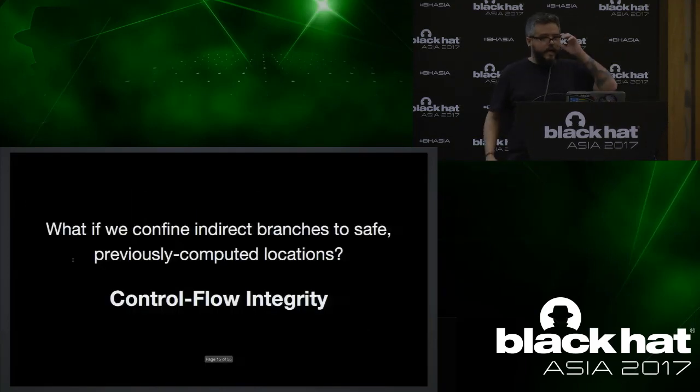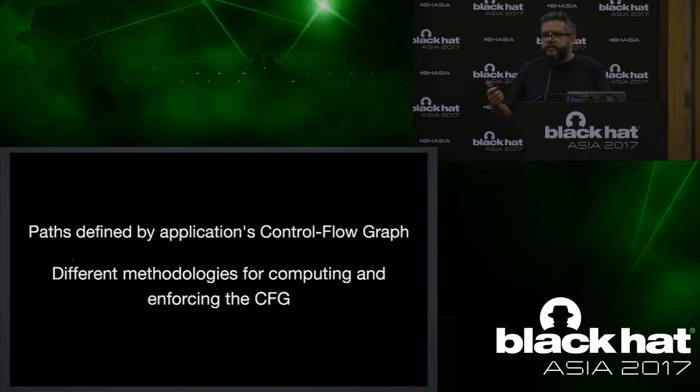Okay. So what if we confine the indirect branches to safe, previously computed locations? This is basically the idea behind control flow integrity. Originally, indirect branches can redirect control flow to whatever they want, and preventing this kind of permissiveness is what we want to avoid when we implement something like control flow integrity. So basically, we are going to find which addresses each indirect branch should point to, and we are going to enforce this. These allowed paths are defined by the application's control flow graph.